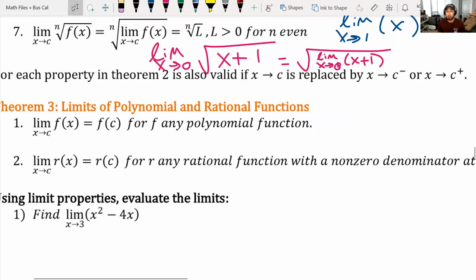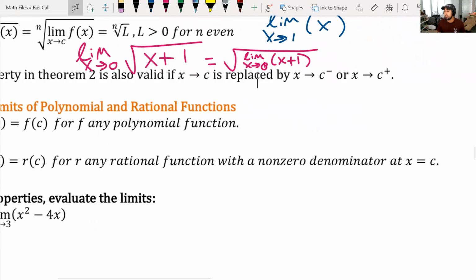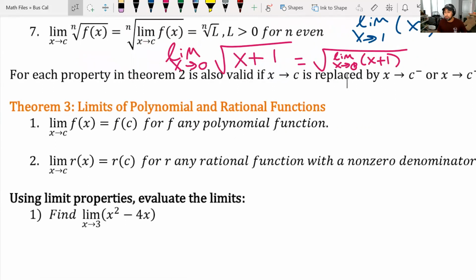Number 2 says the limit as x approaches c of r of x will equal r of c for any rational function with a non-zero denominator. So what this means is if you're plugging a limit into a fraction, just be careful that you do not zero out the denominator, because that is a no-no. Don't worry, the next examples should touch on it. So let's apply these properties and get moving.